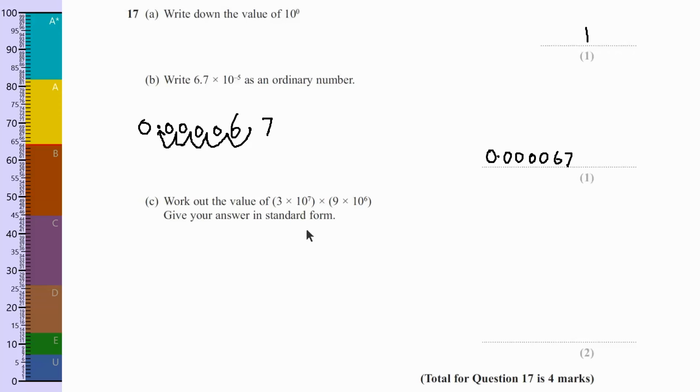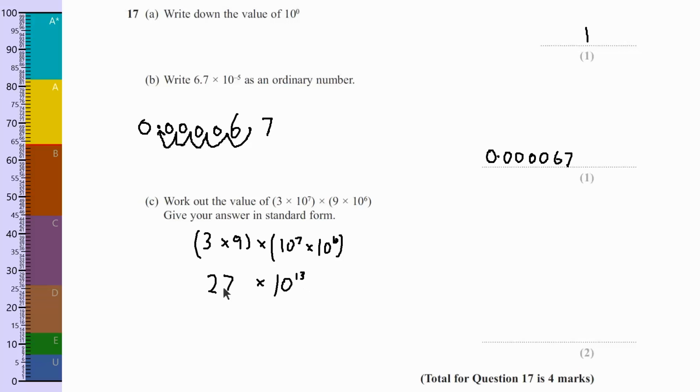Now this final one is they're multiplying two standard form numbers, and the way to do this is pair up the numbers together and the powers of 10 together. So we're going to pair up the 3 times the 9, and the 10 to the power of 7 times the 10 to the power of 6. Okay, so 3 times 9 is 27. And the rule of indices here is that when you multiply two numbers with the same base, you add the powers. So it's 10 to the power of 7 plus 6, which is 13.